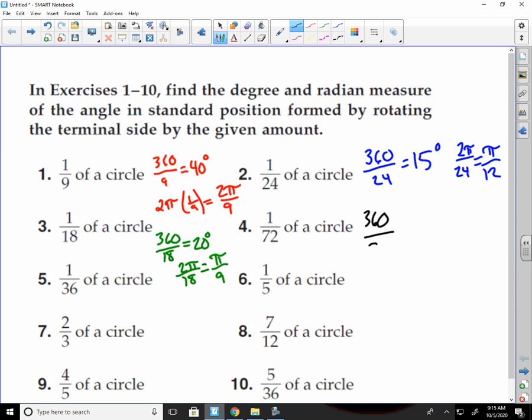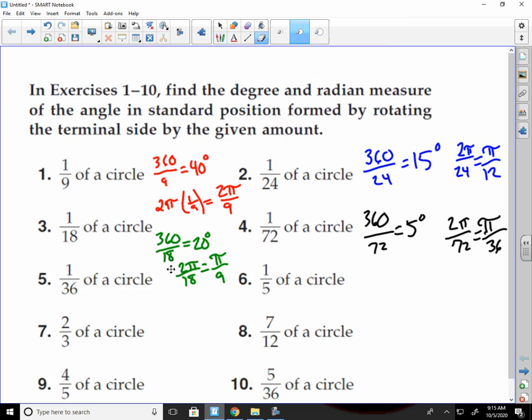360 over 72. Let's see, that's going to be 5. Just confirm that on a calculator. 2 pi over 72, that's pi over 36.